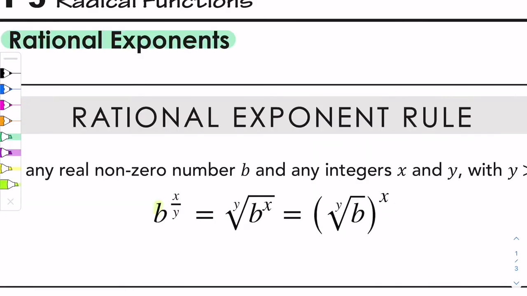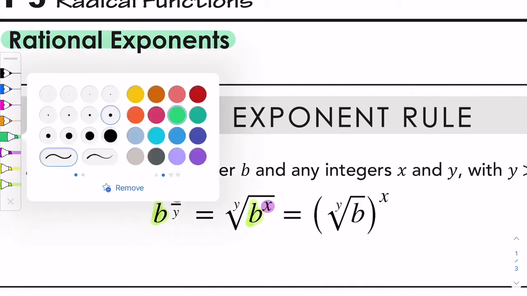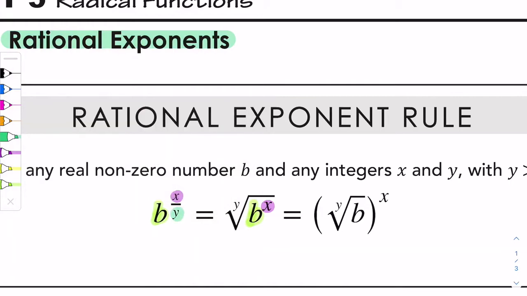So if you have a base of b and it's in exponential form, when you convert it to radical form, the base goes underneath the radical symbol. It's the whole number underneath the radical symbol. If you have an exponent in exponential form, the numerator of your exponent is going to be the exponent underneath your radical symbol. And if it's a fraction with a denominator, then the denominator of the fraction will become the index of your radical.